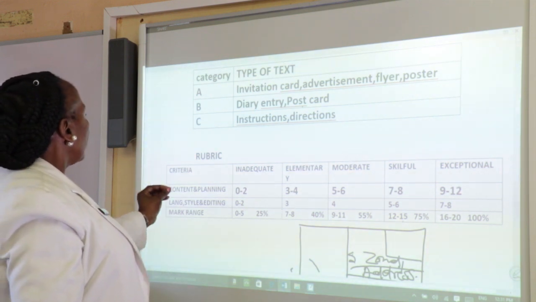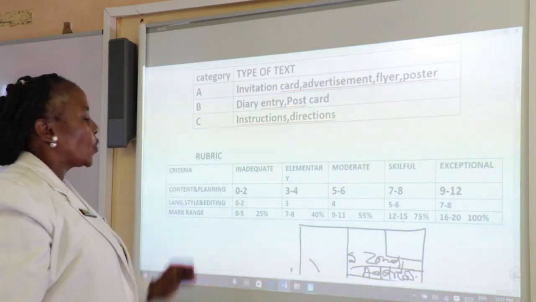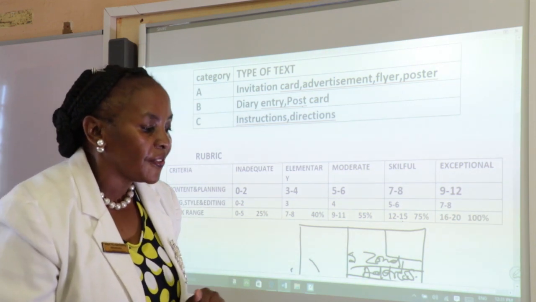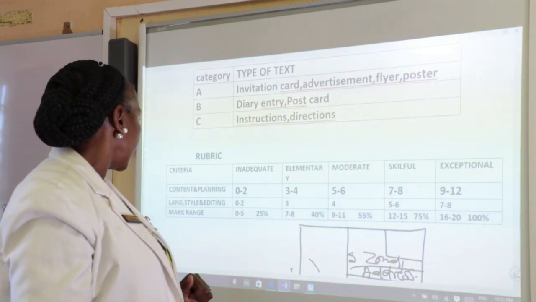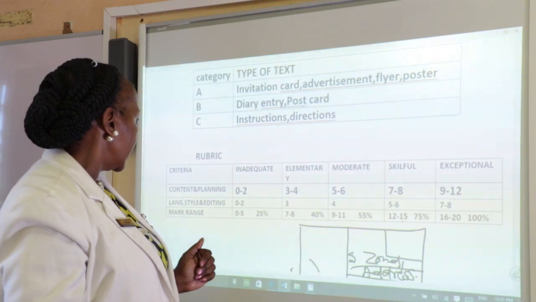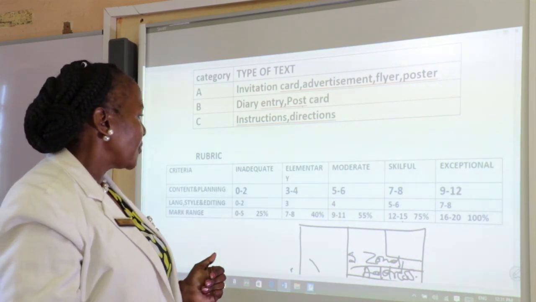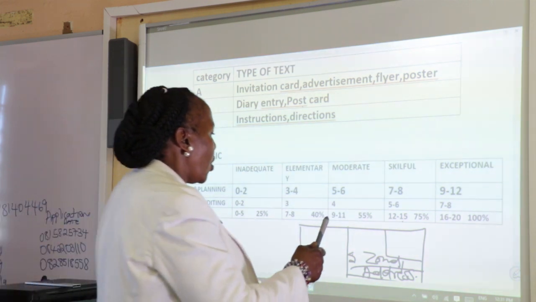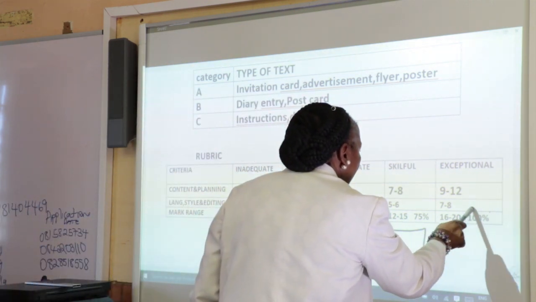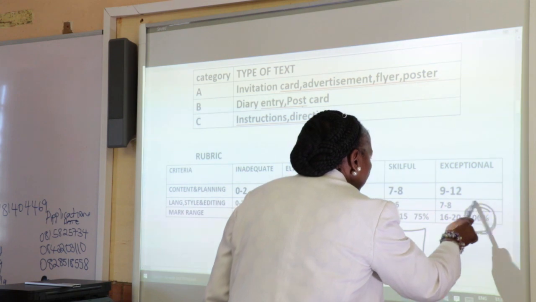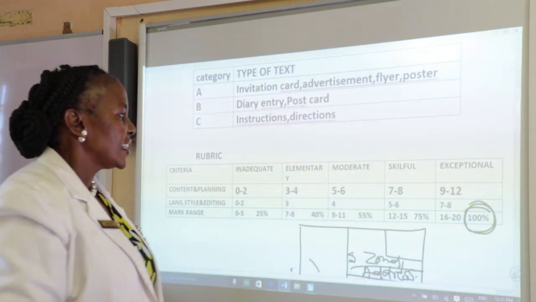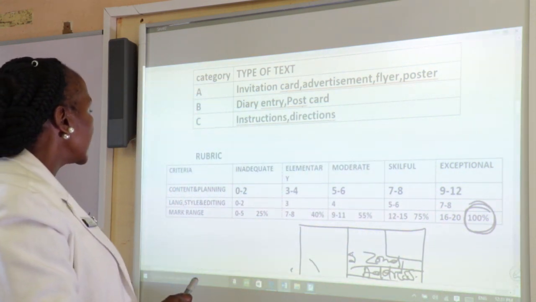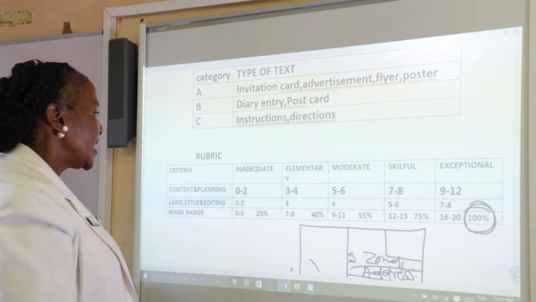And if you give the candidate 5 out of 20, it means the candidate you have given him or her 25%. 7 to 8, 40. 9 to 11, 55. 12 to 15, 75. But we are all aiming at getting 100%. Let the candidate get 16 out of 20.